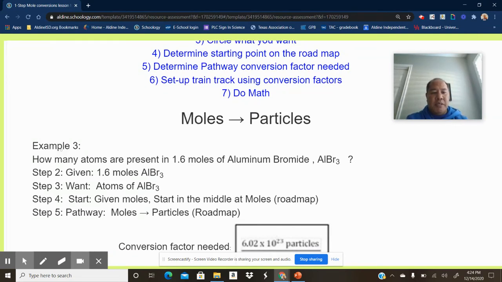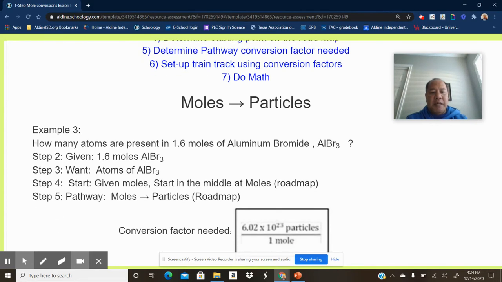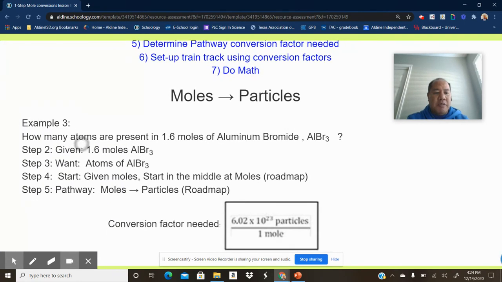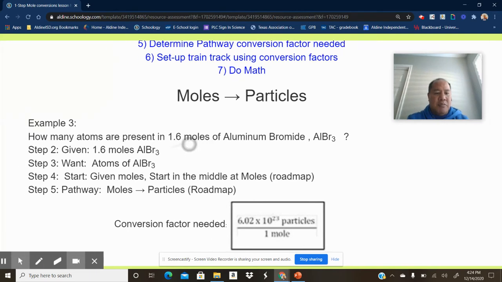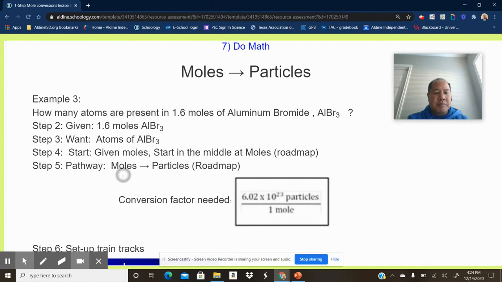So example 3 is right here. It says how many atoms are present in 1.6 moles of aluminum bromide, or AlBr3. All right. So figure out what the given is. The given is whatever number and unit that they give us in the problem, which in this case is 1.6 moles of aluminum bromide. Okay. What do they want? They want to know how many atoms, right, of aluminum bromide are in this 1.6 moles. So they want to know atoms, right?